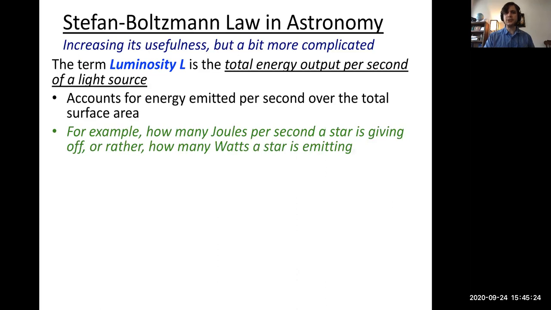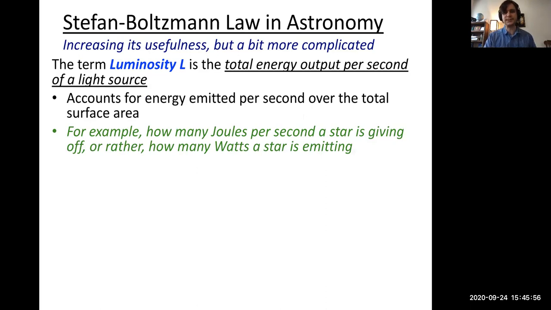So it's just the total energy output every second of a light source. That's what we mean when we say luminosity. So that's accounting for the total energy emitted per second. Hey, it sounds like Stefan Boltzmann, over the entire surface area. So how many joules per second a star is giving off. So that's really just how many watts a star is emitting. So we talk about the energy of a star and its watts. How many watts is that star? What is that star's luminosity? That's a fundamental property of stars.